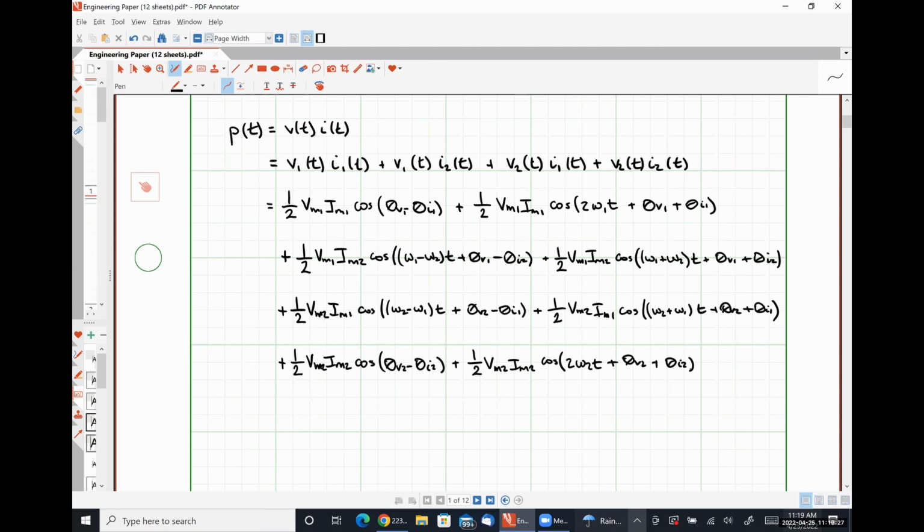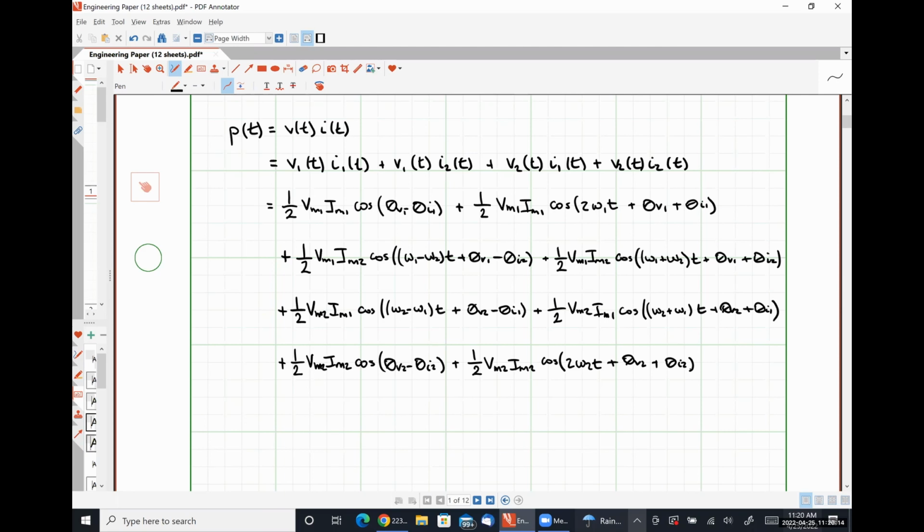And so we wind up with 5 different frequencies, right? We have DC, twice omega 1, twice omega 2, the difference between omega 1 and omega 2, and the sum of omega 1 and omega 2 as our oscillation frequencies. Okay? So I believe how this works out is, if we have n frequencies in our voltage and current terms, we're going to wind up with n squared plus 1 different frequencies that our instantaneous power will oscillate at. Which, this is a lot of work.